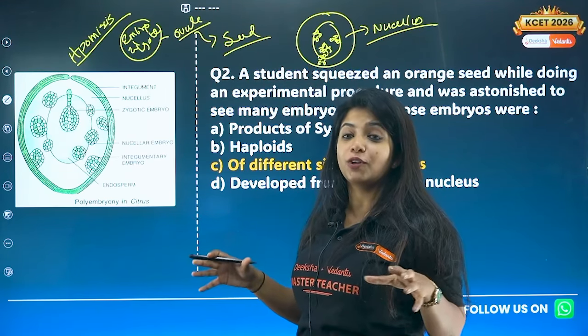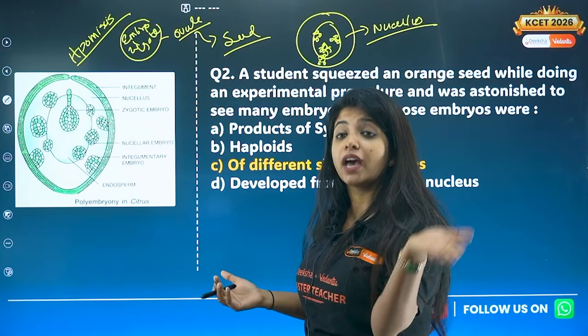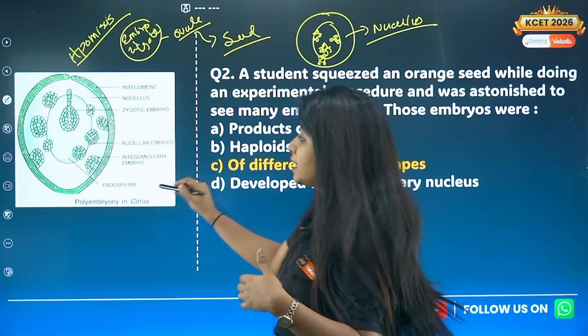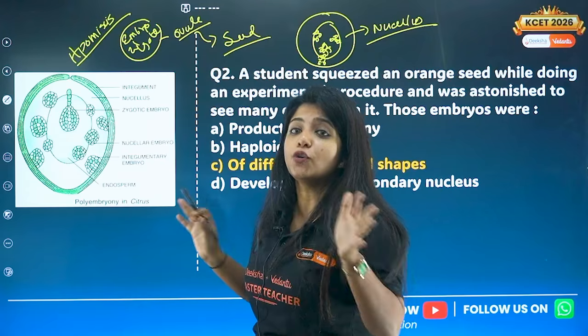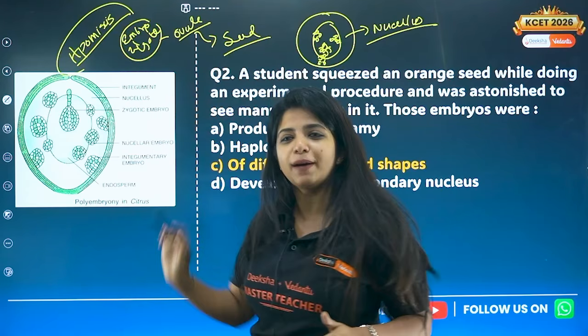You call this procedure as what? Polyembryony. And who is making these embryos? The cells of the nucellus. Now, ma'am, is fertilization happening over here? No, which is why this is also an example of apomixis.